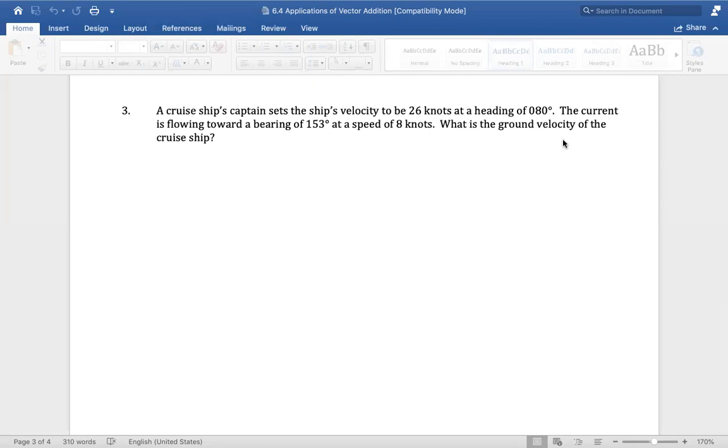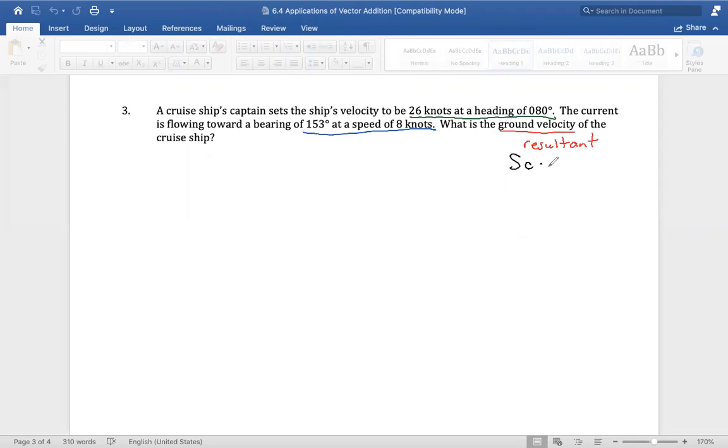So we're going to be adding these 2 forces together. So let's do the green velocity to be 26 knots in this direction. And we're going to be adding that to 153 degrees at 8 knots of speed. What is the ground velocity? So let's look at, well, first let's just point out in red that ground velocity is the resultant. Let's do our scale and then let's do our diagram.